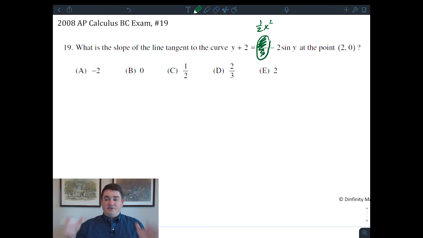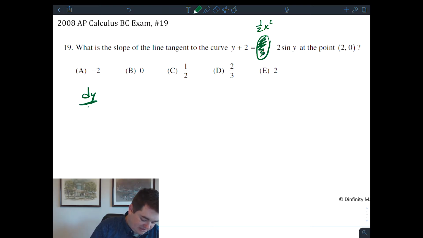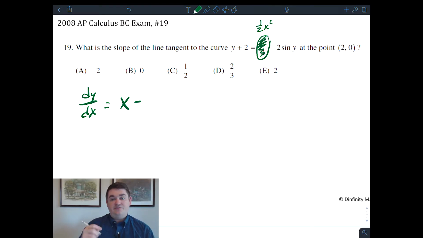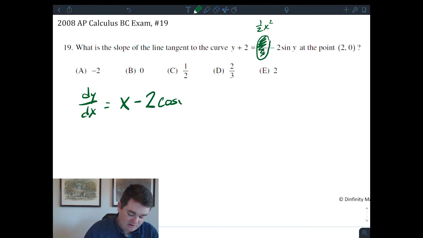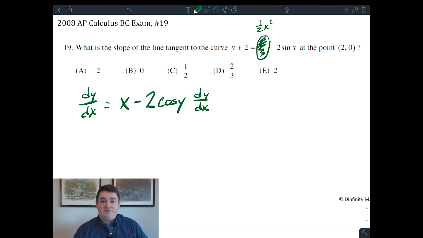So I need to take the derivative of this implicitly and then plug in 2, 0. So the derivative of y plus 2 is dy dx, equals the derivative of 1/2 x squared, which is going to be x, minus the derivative of 2 sine y, which would be 2 cosine y dy dx. And again, we can simplify, get dy dx by itself first, or we can just plug in 2, 0. I'm kind of partial to just plugging in 2, 0.